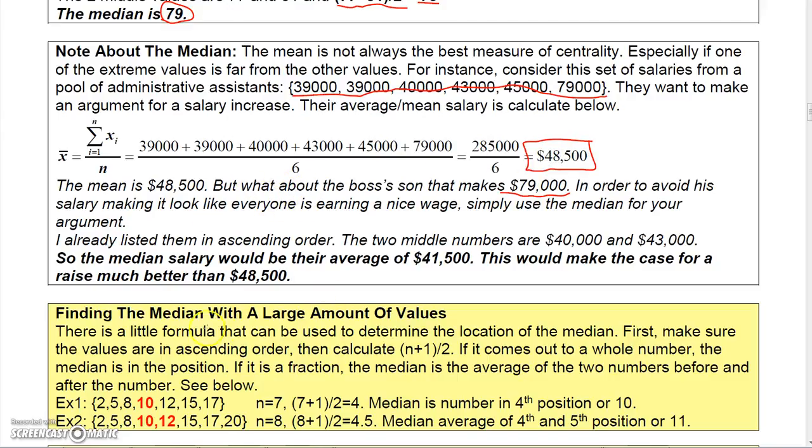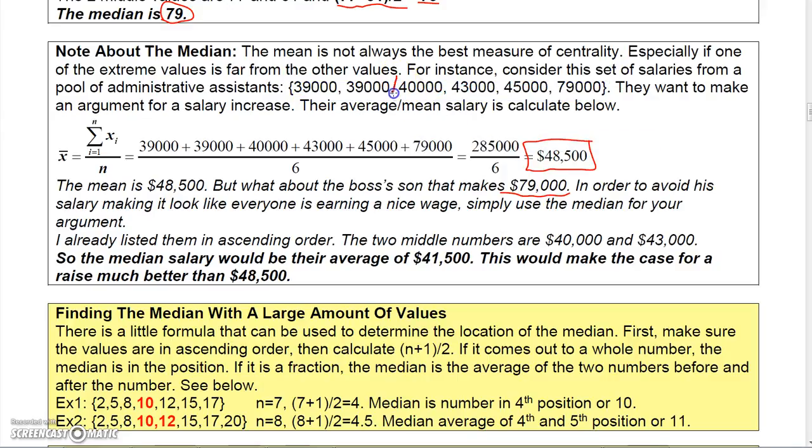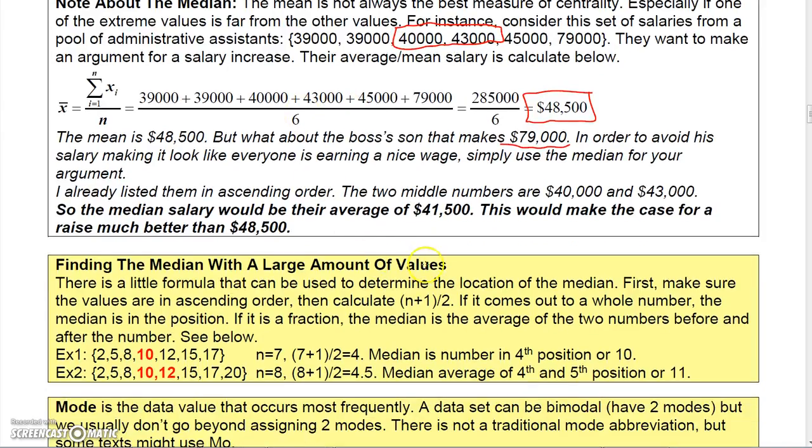But what you might want to do is put them in an order where that high salary has no impact on the middle point. So you could say, well, look, these are the 2 middle scores, and if we average those two scores, we're going to get $41,500. And so that would give you a lower salary to make your argument with.